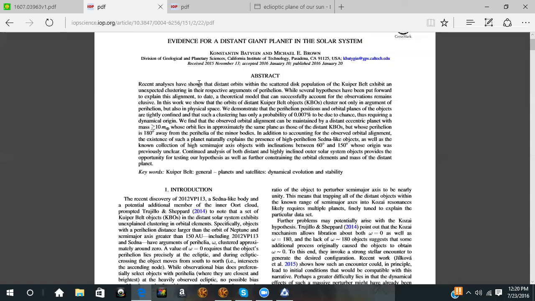The recent analysis has shown that the distant orbits within the scattered disk population of the Kuiper belt exhibit unexpected clustering in their respective arguments of perihelion. While several hypotheses have been put forward to explain this, to date, a theoretical model that can successfully account for the observations remains elusive. In this work, we show that the orbits of the distant Kuiper belt objects cluster not only in argument of perihelion, but also in physical space. We demonstrate the perihelion positions in the orbital planes of the objects are tightly confined, and that such a clustering has only a probability of 0.0007% due to chance.